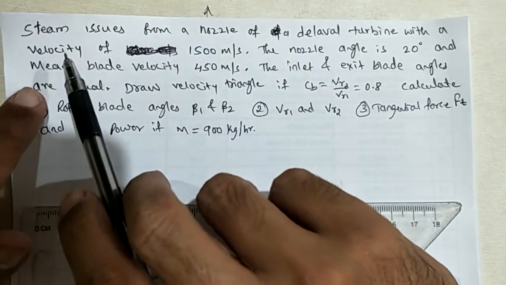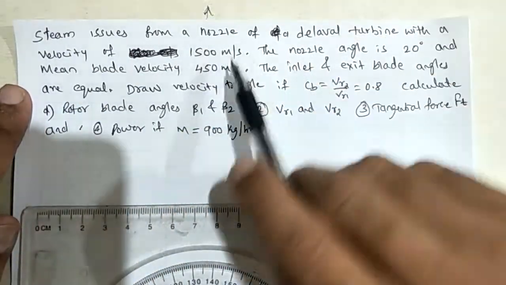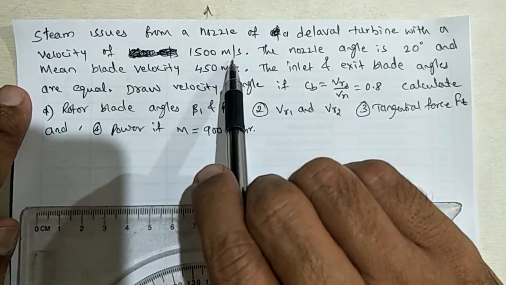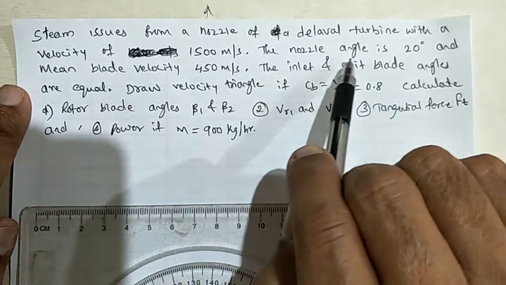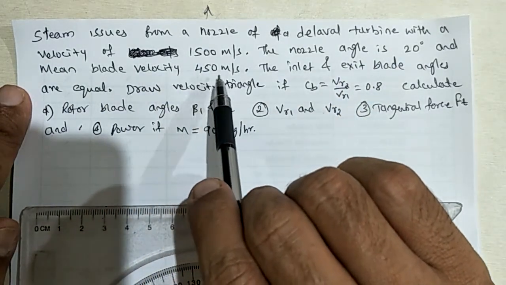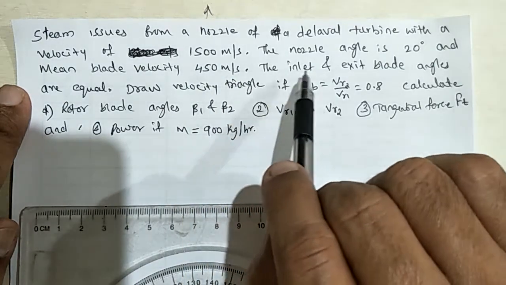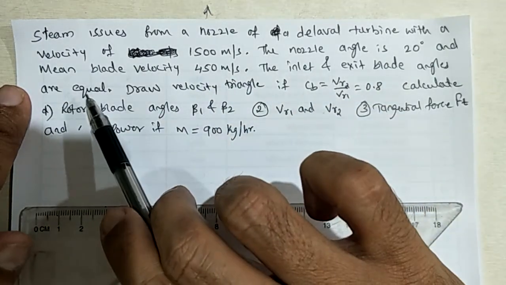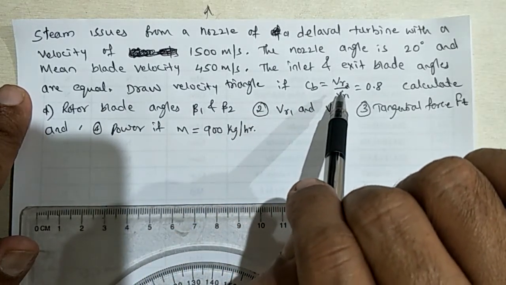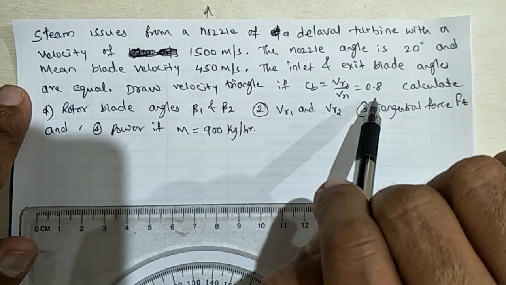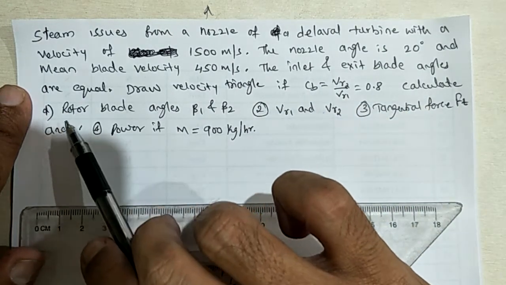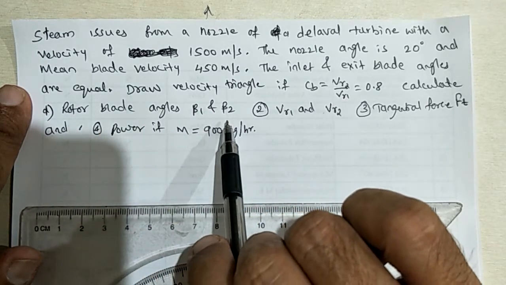Steam issues from a nozzle of a De Laval turbine with a velocity of 1500 meters per second. The nozzle angle is 20 degree and mean blade velocity is 450 meters per second. The inlet and exit blade angles are equal. Draw velocity triangle if CB, that is VR2 divided by VR1, is equal to 0.8, and calculate the rotor blade angles beta 1 and beta 2.